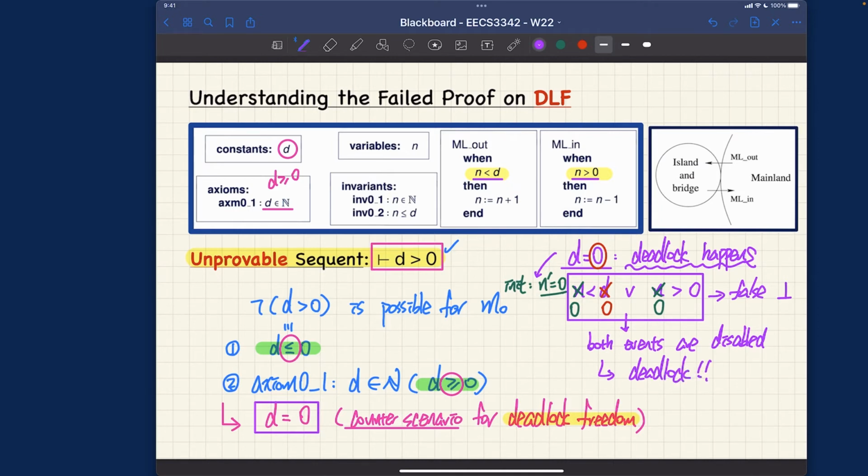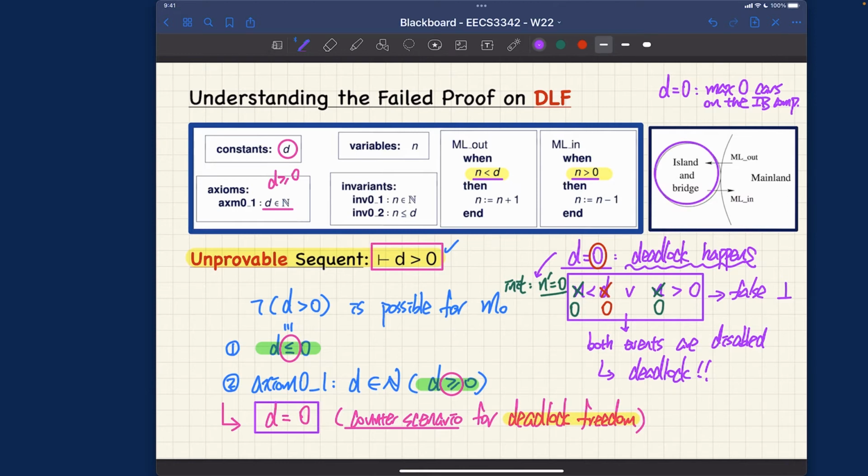So what does that mean? Think about it diagrammatically over here. This is the abstraction which you apply for the M0 model, the initial model. Let's think about the following scenario. When D is actually equal to 0, meaning that we can only get a maximum of 0 cars on the island bridge compound, right? You can think about this as the island bridge compound over here.